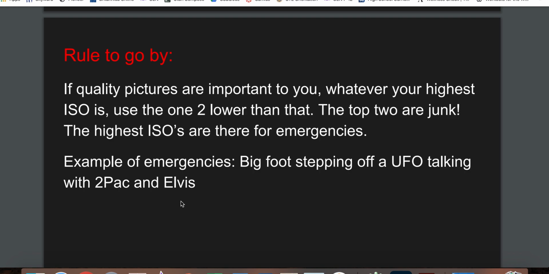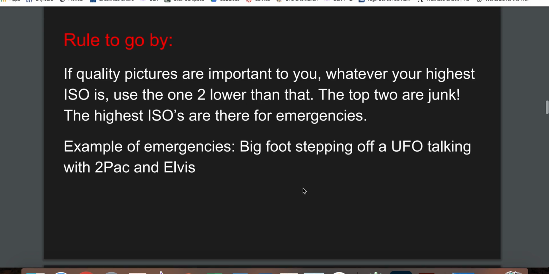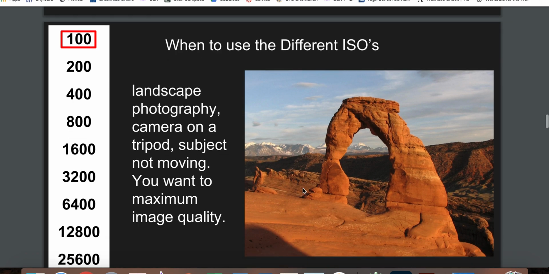Now, the highest of all the ISOs, generally you only use in a low light situation that is an emergency that you need to capture. Like the example, Bigfoot stepping off a UFO in the middle of the night talking with Tupac and Elvis. That would be something that I need to capture really quickly if there's low light. So boom, take a photograph, but it's going to be grainy. It's not going to be good image quality. So that's when to use certain ISOs when you're taking your photographs.